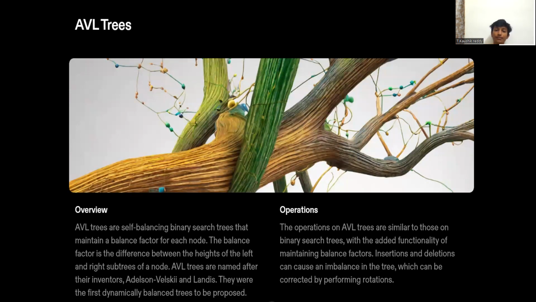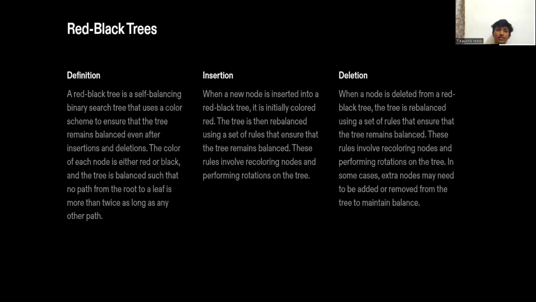Next, operations for the AVL trees. The operations on AVL trees are similar to those on binary search trees, with the added functionality of maintaining balance factors. Insertion and deletion can cause an imbalance in the tree, which can be corrected by performing rotations.